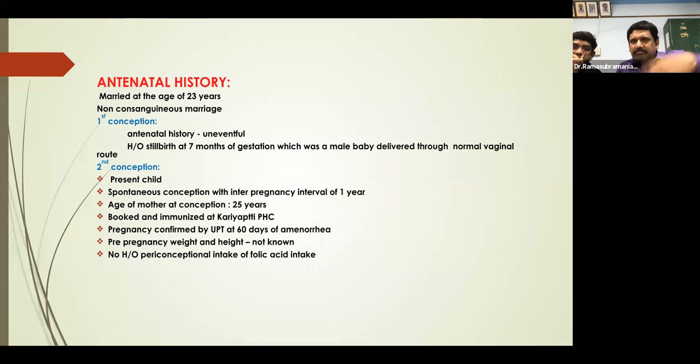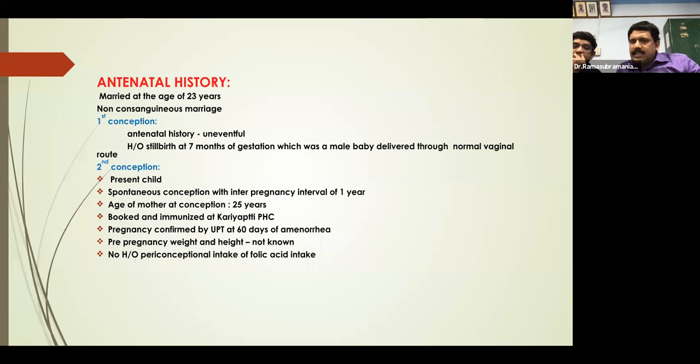So if it is not that, it could have been anemia, or a recurrent UTI, urinary tract infection, or vaginitis. Those things can also lead on to preterm delivery in subsequent pregnancies. So when there is a preterm delivery, you should be cautious with the next conception also, next pregnancy also.